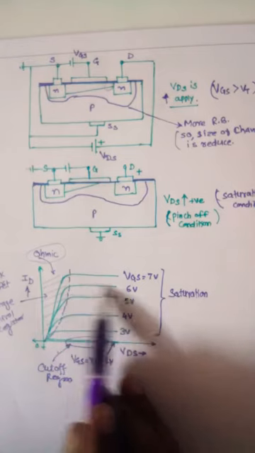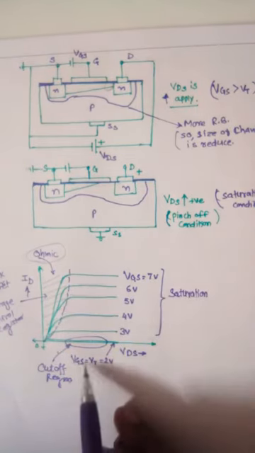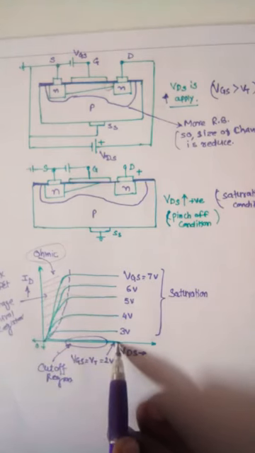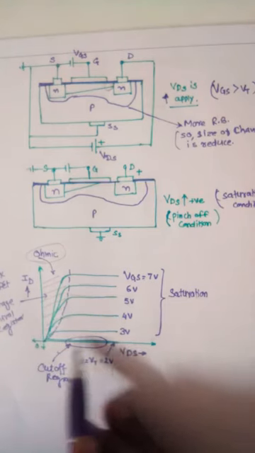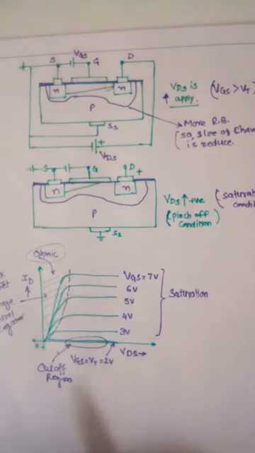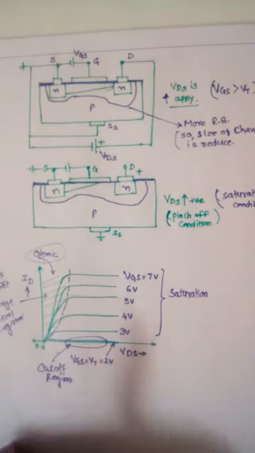All of these are the saturation region, and when VGS is equal to VT, the threshold voltage, that region is the cutoff region. This way three regions operate. This graph is the same as for the depletion mode MOSFET.